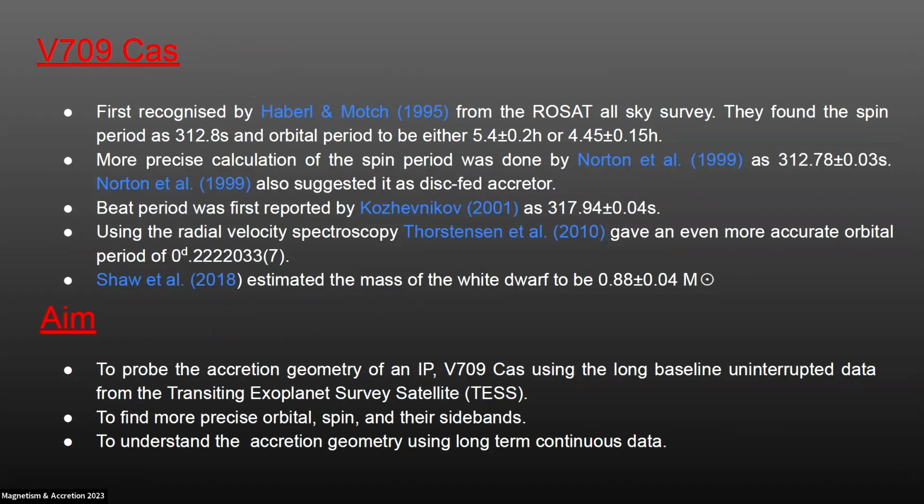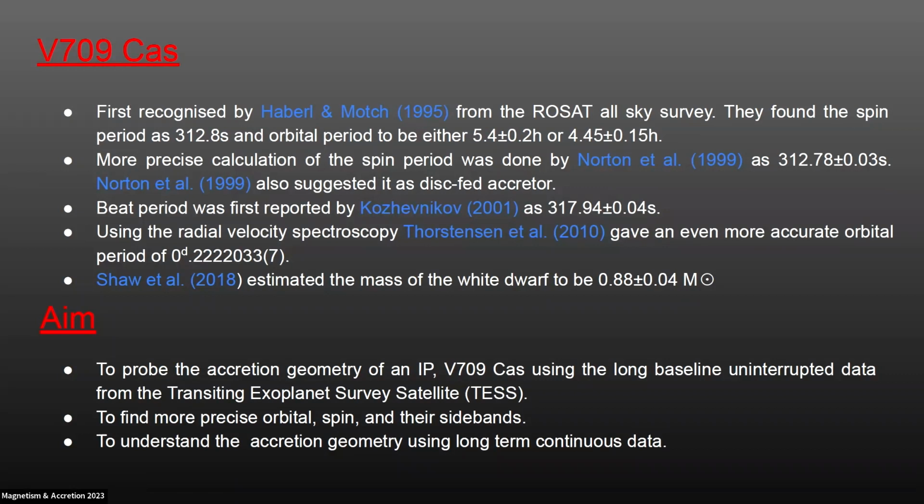Now, our object of interest is V709 Cas, which is a well-known intermediate polar. This was first recognized by Haberl and Motch from the ROSAT All-Sky Survey. They found the spin period to be 312.8 seconds, but they were confused about the orbital period. They said that the orbital period can be either 5.4 hours or 4.45 hours. But a more precise calculation of spin period was done later by Norton, and he set the spin period as 312.78 seconds. He also suggested that this is a disk-fed accretor system.